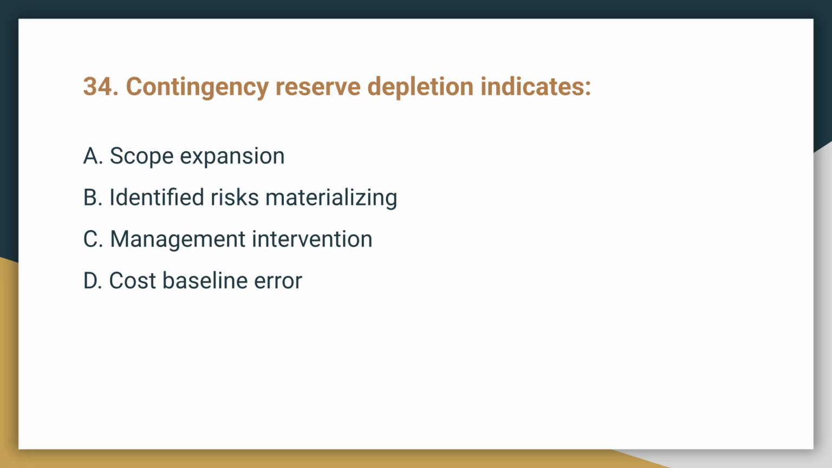Question 34. Contingency reserve depletion indicates. The correct answer is B, identified risks materializing. Contingency reserves are specifically budgeted for known, identified risks that occur.